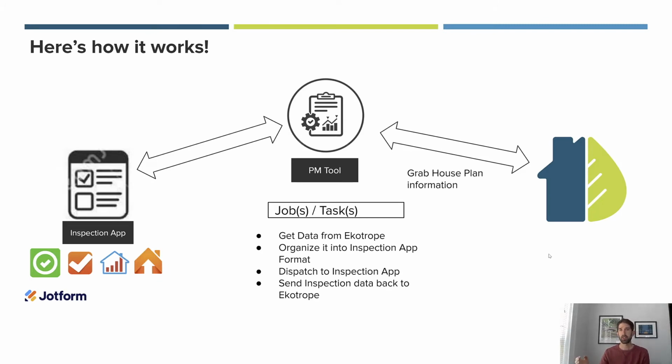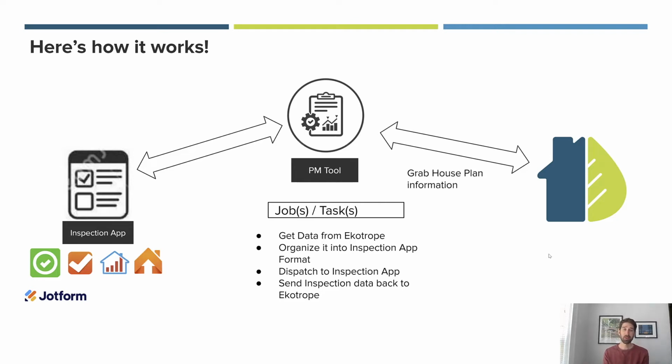So this is how it works at a high level. On the right hand side of the screen, you have Ekotrope, and you'll build the energy model in Ekotrope. The energy model will be a template, a rough energy model for what you expect to be in that home. You also have a project management tool or a scheduling tool that keeps track of what inspections need to be completed when, by who, and which energy model in Ekotrope that inspection is for. And so ideally those are connected via some of our software connection tools.